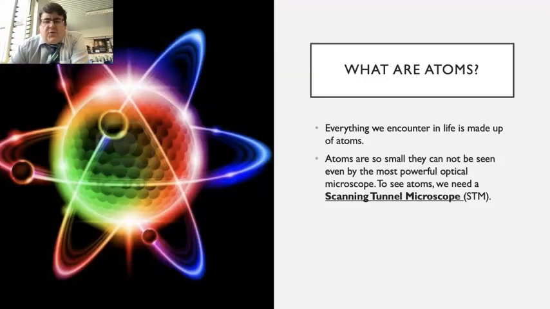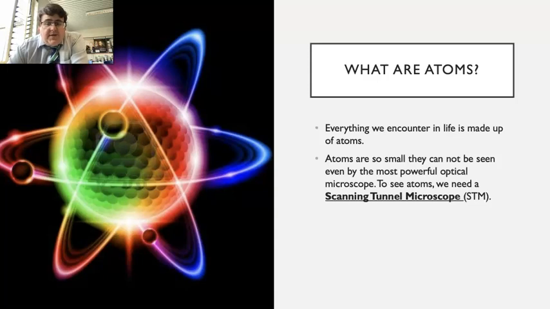So starting off, I suppose, the question: what are atoms? You've probably heard that term thrown around a few times. What exactly is an atom? Well, basically, we start by saying that everything you've ever encountered in your life is made up of atoms. So atoms, we sometimes say, are the smallest building block of everything.